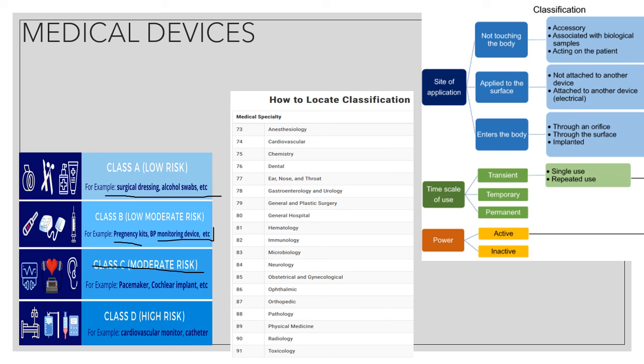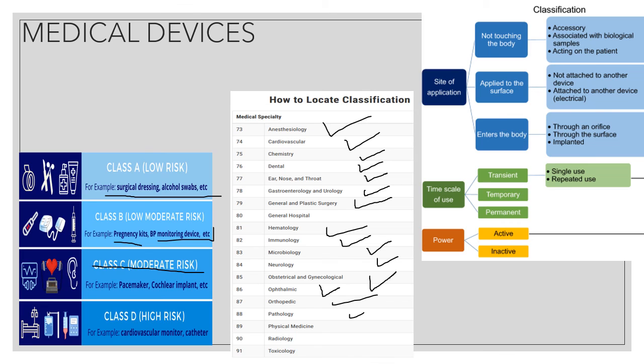Class D is very high risk. They include all your catheters, all your endoscopy instruments, the cardiovascular monitoring devices, ICU, all the ICU equipments. There are certain classifications of your medical devices: anesthesiology, cardiovascular, chemistry, dental, ENT, ear, nose, throat, gastroenterology, nephrology, urology, plastic surgeries, hematology, immunology, microbiology, neurology, obstetrics, geriatrics, gynecology, ophthalmics, orthopedics, pathology, radiology, and toxicology. So these are different fields of medical devices which you can work upon.